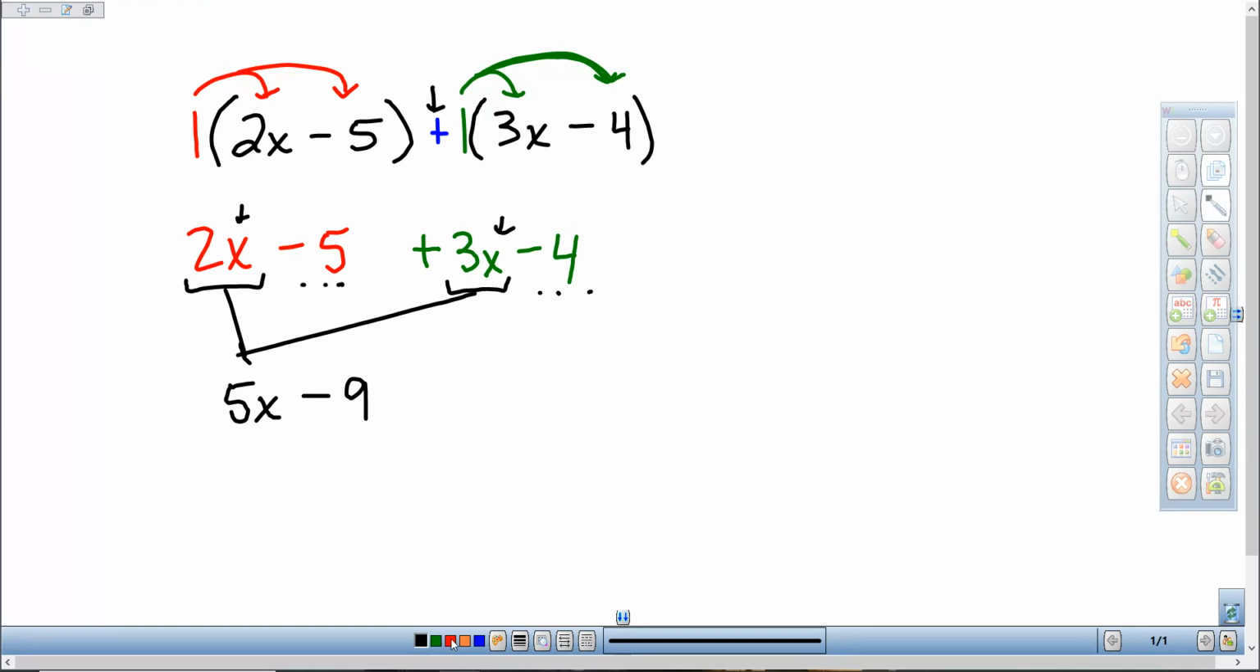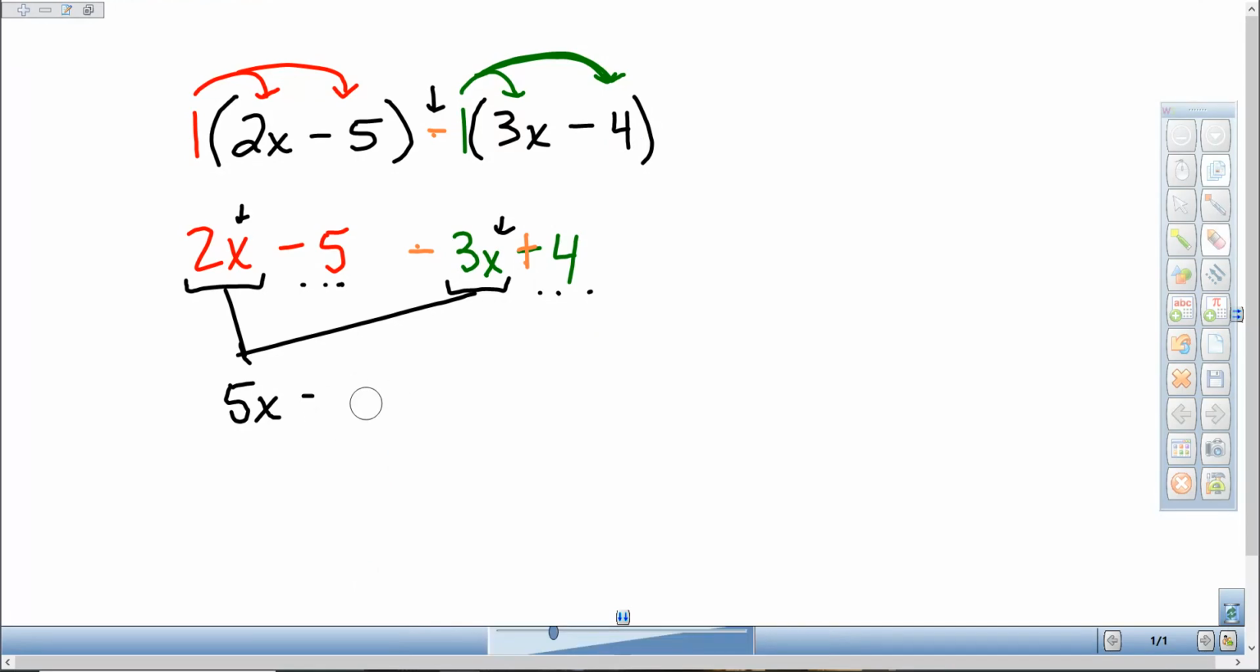Now, this problem was a little simpler because they were asking us to add the two polynomials. If we are asked to subtract the two polynomials, not much changes. The order in which we do that is important because when we subtract, order matters. But the way it is written here is now saying take the first polynomial and subtract the second polynomial. Well, instead of there being a positive 1 in front of the second polynomial, there's now a negative 1 in front of the second polynomial. And so when you distribute this negative 1, it would have changed to a negative 3x, and the negative 1 would have changed the negative 4 to a positive 4.